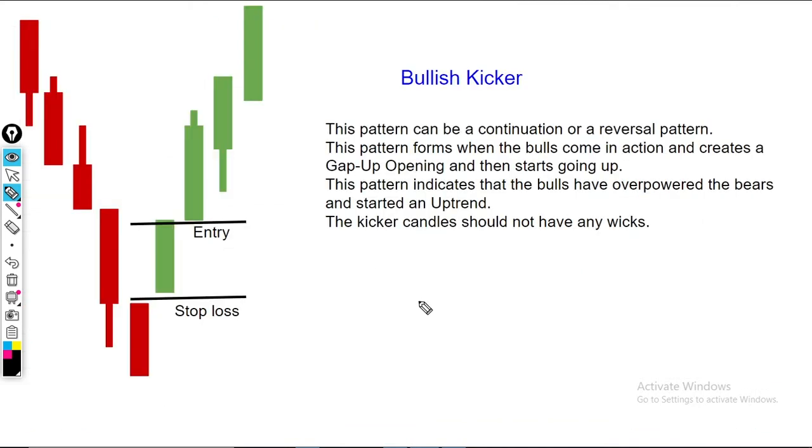This is a bullish kicker pattern. This pattern is also a continuation or a reversal pattern, and it is the exact opposite of a bearish kicker pattern, where the market opens with a gap up and continuously tries to push the market upwards.